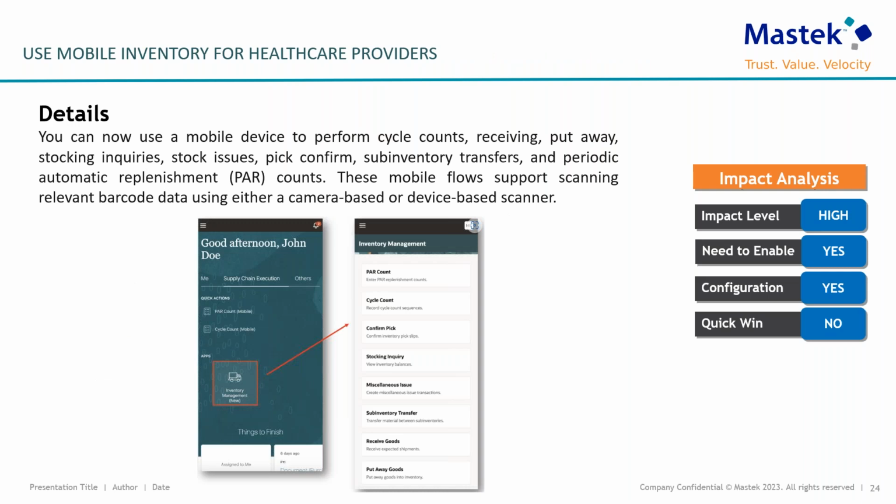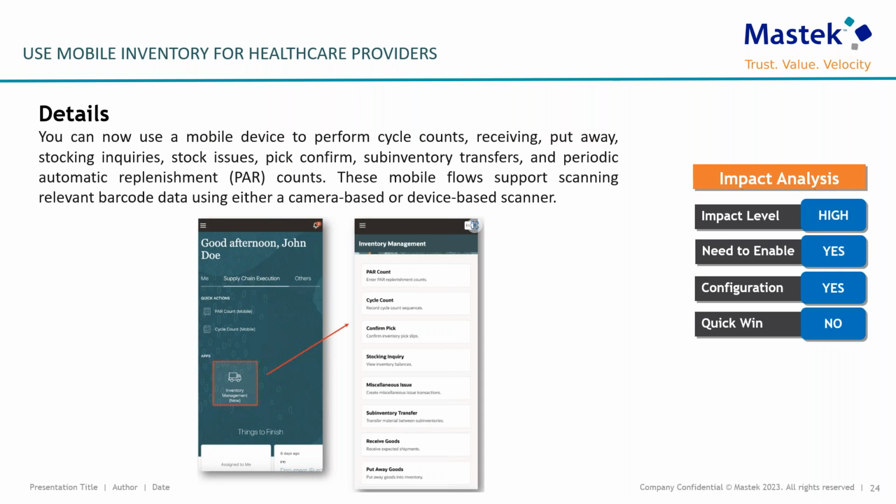Moving further, the next one is use mobile inventory for healthcare providers. So we can now use our mobile devices for various inventory functions as a healthcare provider. These functions include cycle count, receiving, put away, stocking inquiries, stock issues, pick confirm, sub-inventory transfers, and periodic automatic replenishments, that is PAR counts.